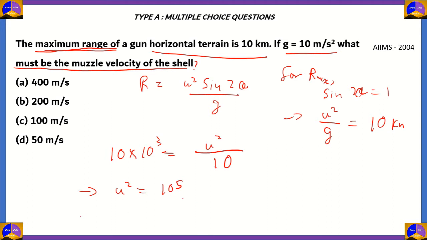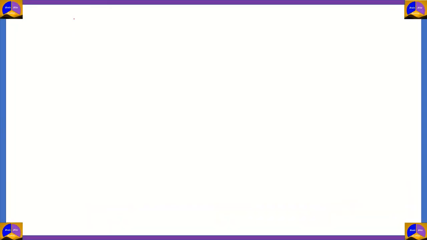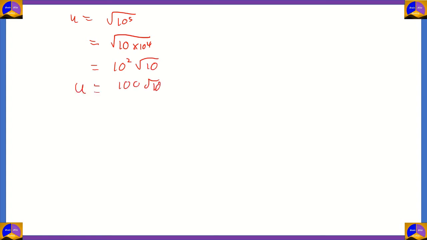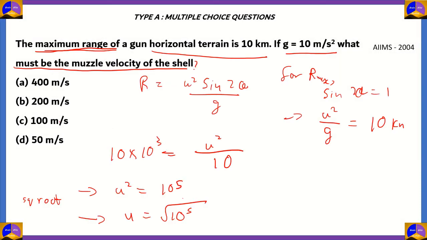Now that we've found u squared, let's take the square root. So taking square root on both sides, you'll get u equals square root of 10 raised to 5. We can write 10 raised to 5 as 10 times 10 raised to 4. The square root of 10 raised to 4 can be written as 10 squared outside the root, and inside the root we'll write a 10. So the value of u is 100 root 10. So therefore, the right answer is option C, 100 meters per second.